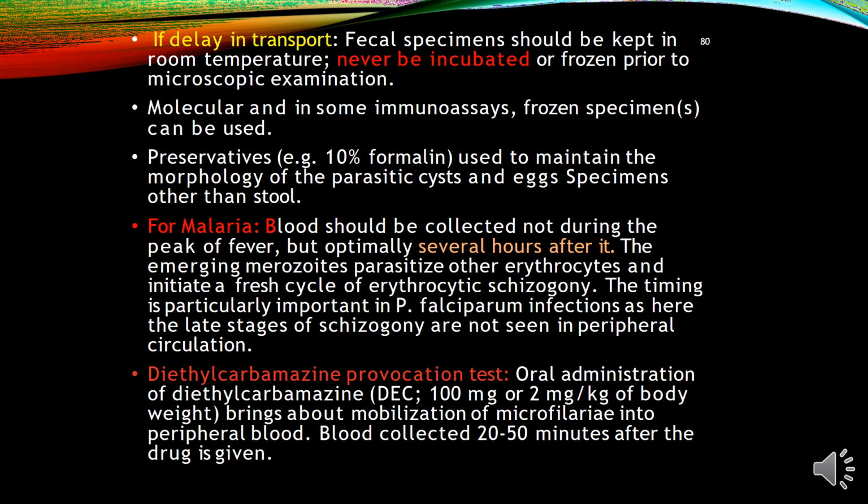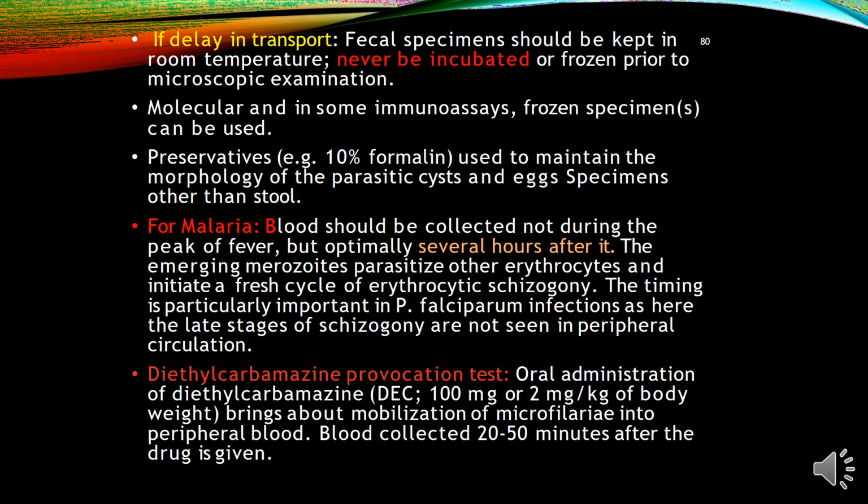For malaria, blood should be collected not during the peak of fever but optimally several hours after it. The emerging merozoites invade the erythrocytes and initiate the fresh cycle of erythrocytic schizogony again. The timing is particularly important for falciparum because here the late stages of schizogony are not seen in peripheral circulation.